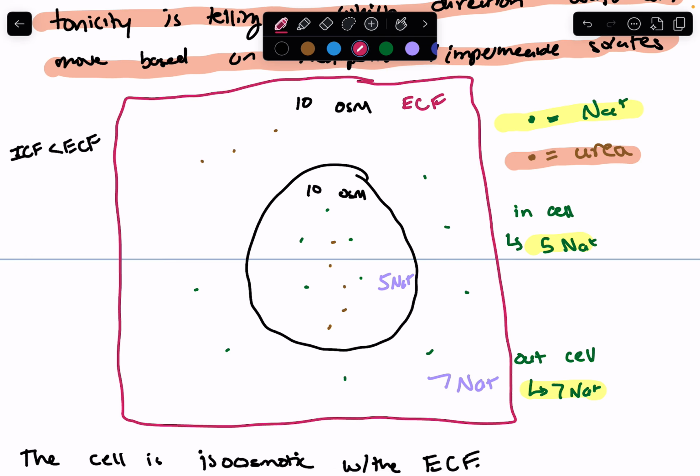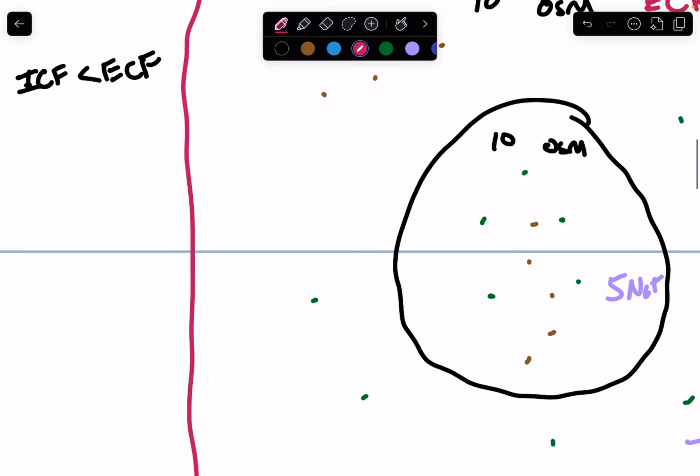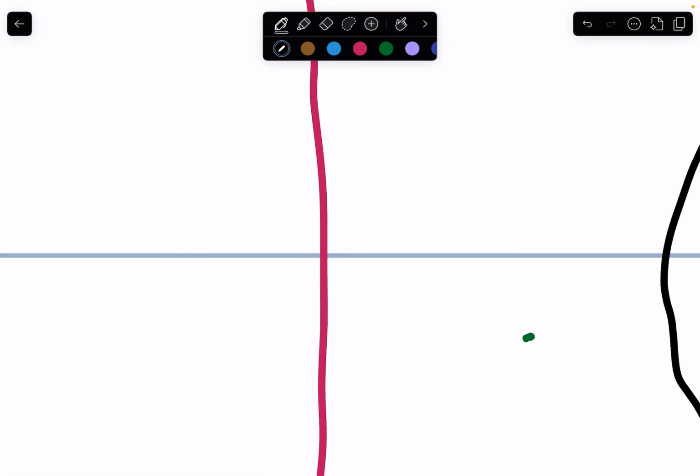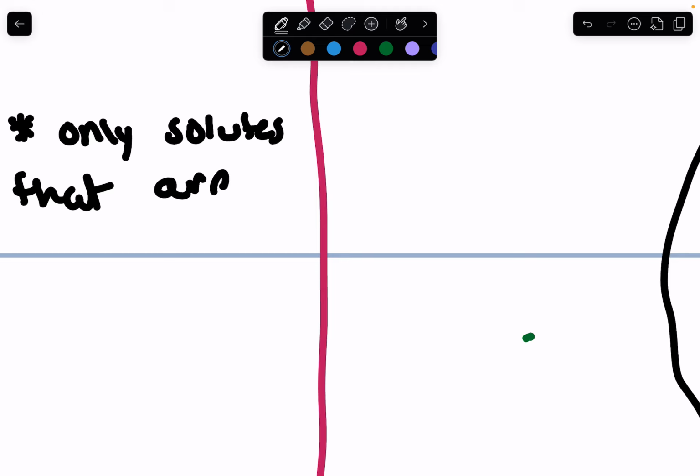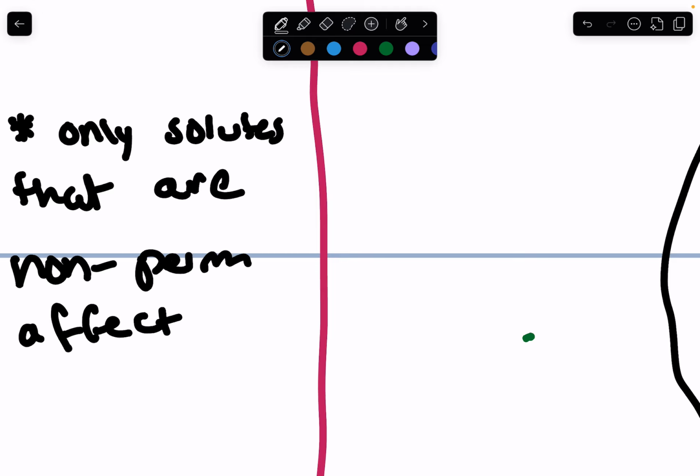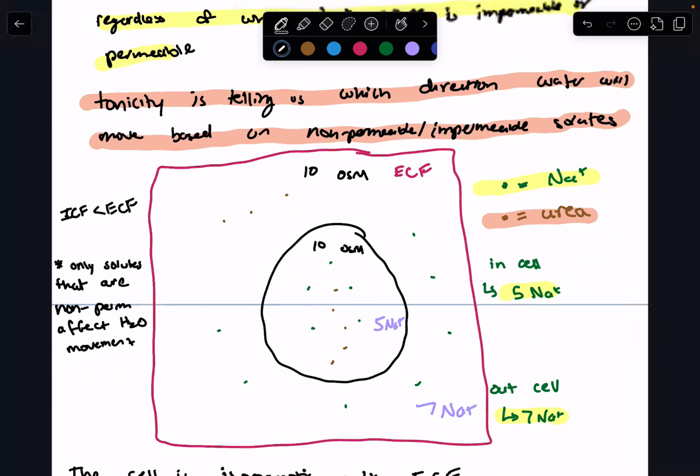Now, remember I said tonicity tells us what direction water is going to move in based off non-permeable solutes, right? The only solutes that really have an effect in which direction, and this is really important, if you get anything from the video, it should be this: only solutes that are non-permeable affect water movement, right? That's really crucial.